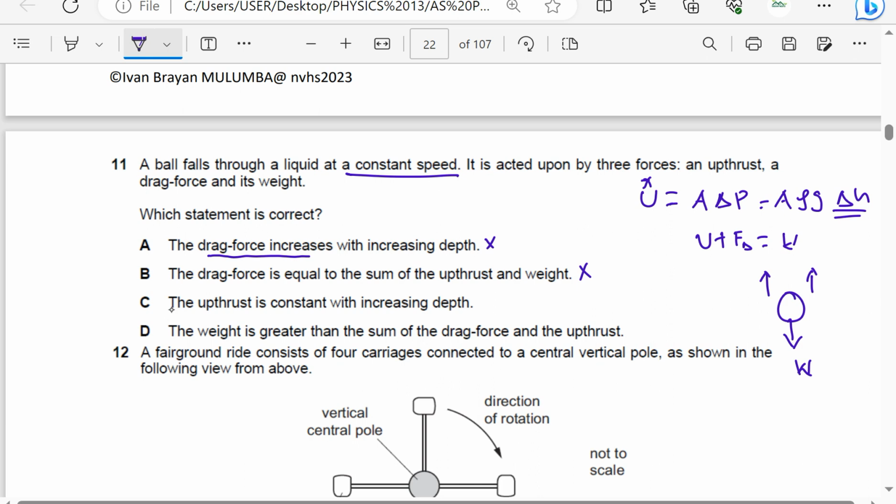The upthrust is constant with increasing depth. The upthrust depends on the difference between the top and the bottom. If it is fully submerged, this distance remains the same, so the upthrust is constant. So the answer is going to be C. The weight is greater than the sum of the drag force and the upthrust? Not at all. If it is moving with a constant speed, the acceleration is 0. Resultant force is 0. So it means the weight should be equal to the sum of the upthrust and the drag force. So the answer is C.